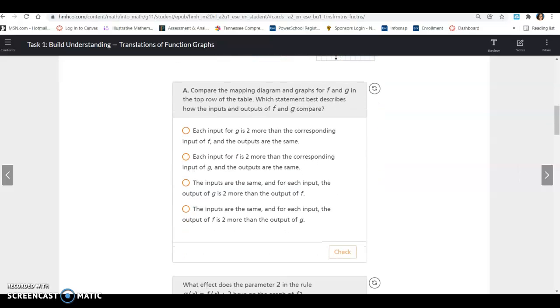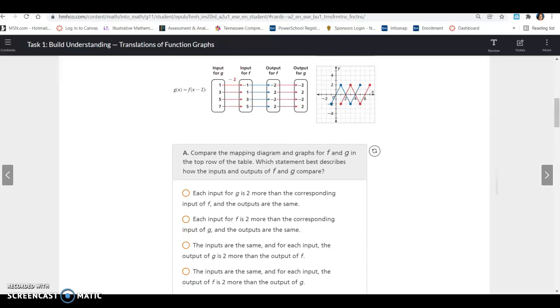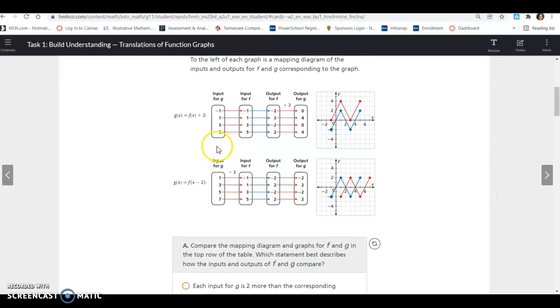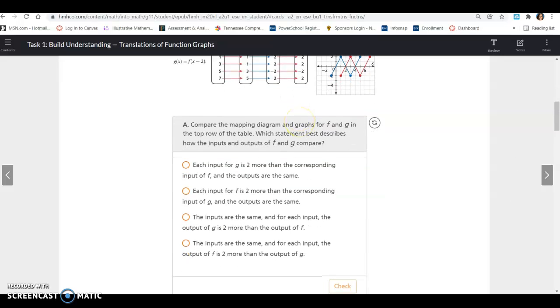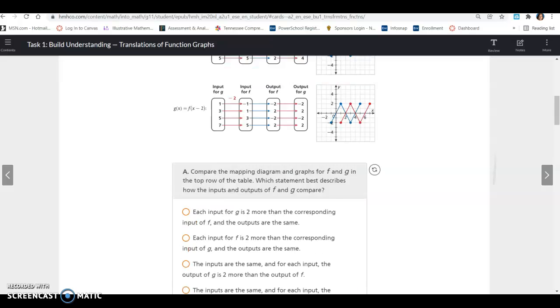All right, so let's see what the questions say. Compare the mapping diagram of graphs f and g in the top row of the table. Which statement best describes how the inputs and outputs of f and g compare? All right, so in the top row, that's this one right here, how did these compare? So the inputs were the same, the outputs were 2 greater than. All right, so it says each input for g is 2 more, each input for f is 2 more. The inputs are the same, okay, so that's what we're looking for.